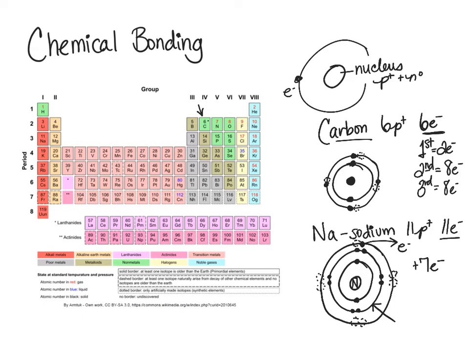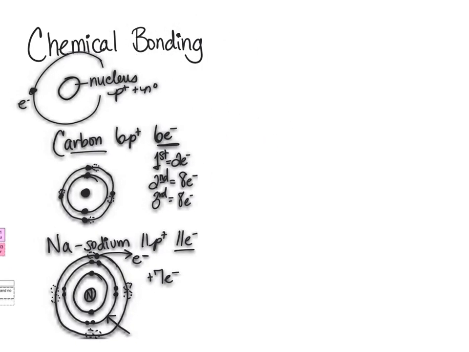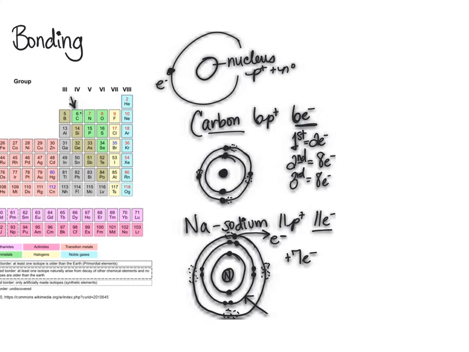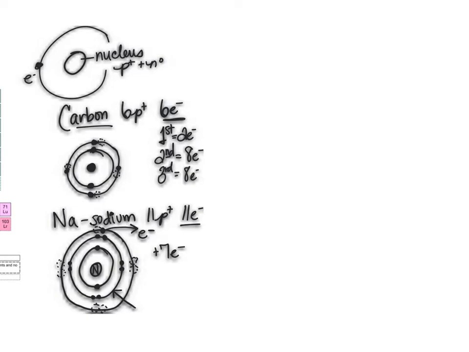When this happens, we're going to change the charge. Remember that electrons are negative, so what we're going to be talking about is an adjustment in the charge. So let's take, for example, our sodium. Now what we're talking about are ions. And ions are atoms, or molecules, that carry a charge.